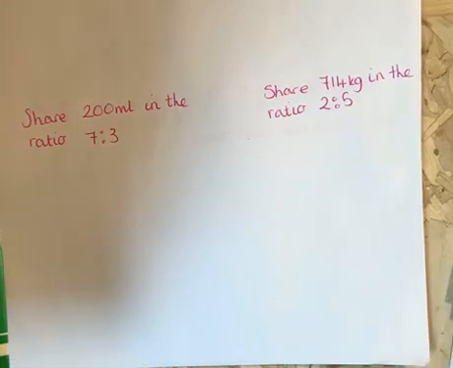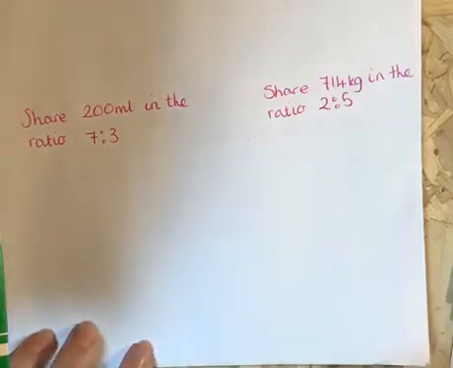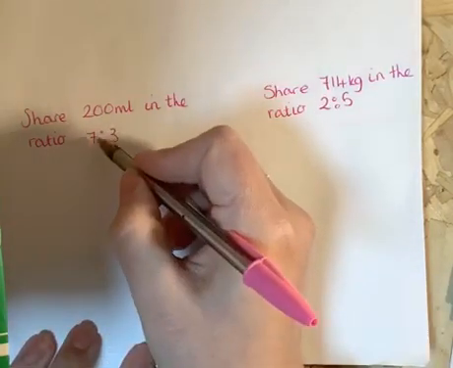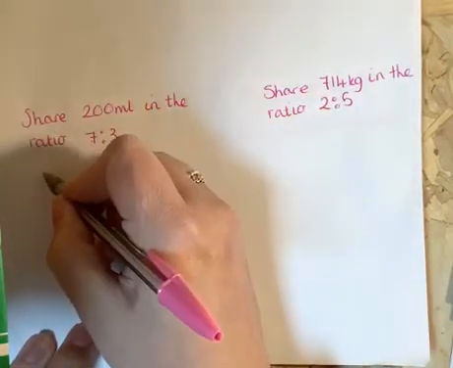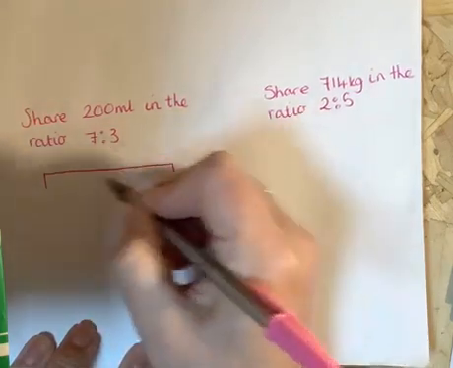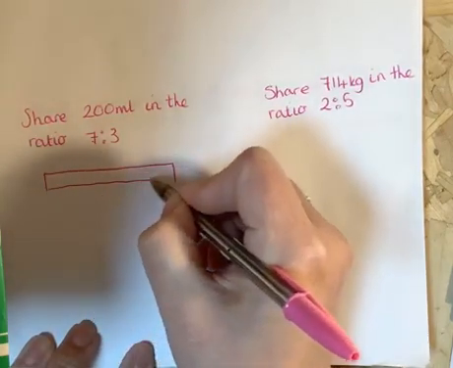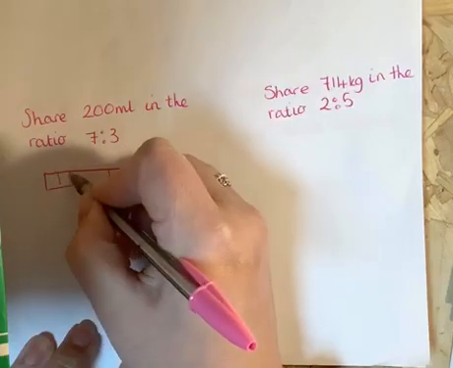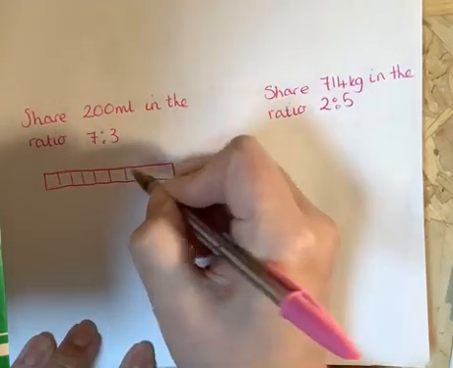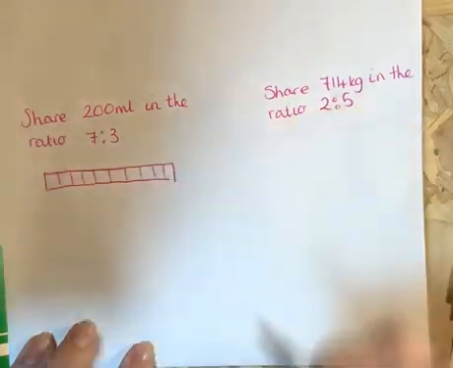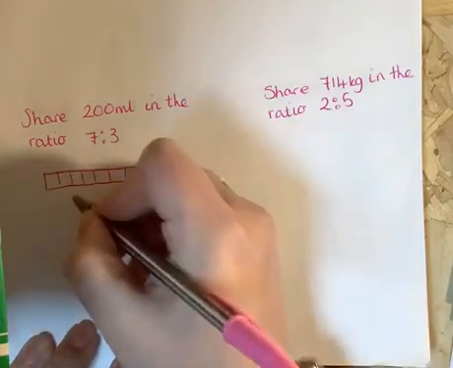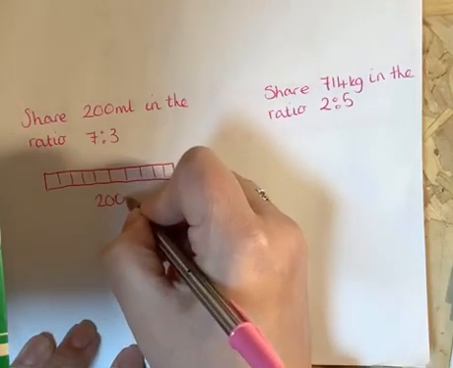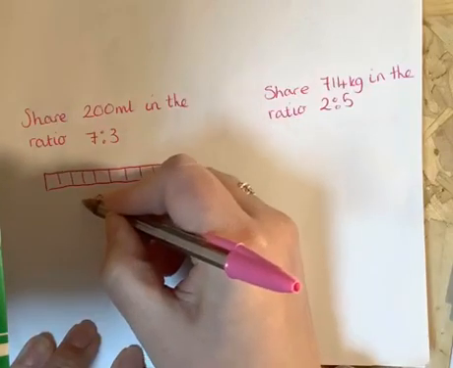Okay, so you should have had a go at those questions. I'm going to model them through for you. So we're sharing 200 millilitres into the ratio 7 to 3. So altogether, we've got 7 parts here and 3 parts here. So we can draw ourselves a nice bar model. 1, 2, 3, 4, 5. 1, 2, 3, 4, 5. So we've got 10 parts altogether. We've got 200. So that's the whole lot.